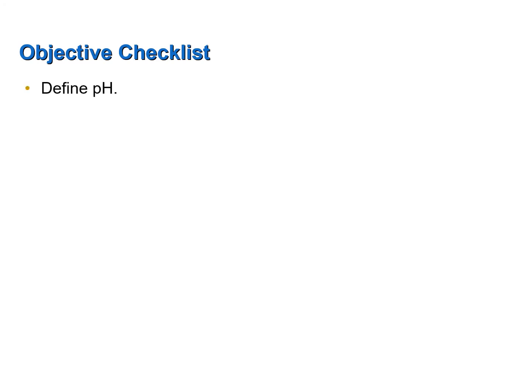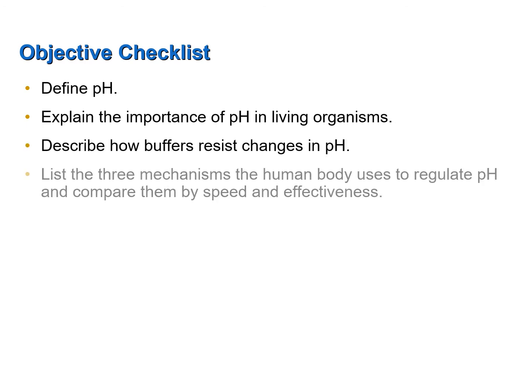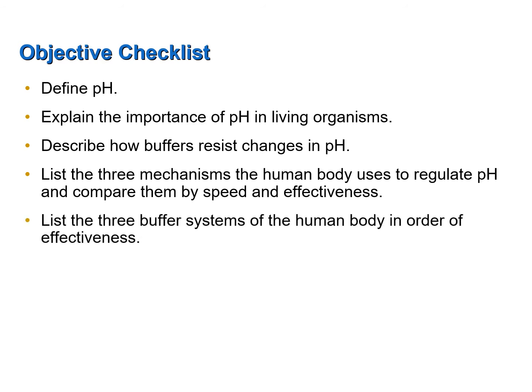Define pH. Explain the importance of pH in living organisms. Describe how buffers resist changes in pH. List the 3 mechanisms the human body uses to regulate pH and compare them by speed and effectiveness. List the 3 buffer systems of the human body in order of effectiveness.